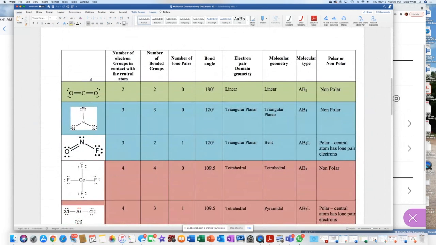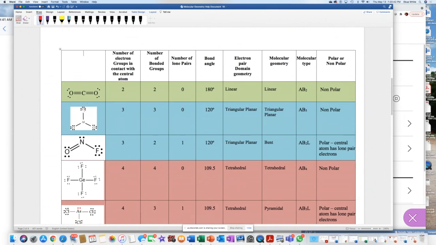What I started off with is, if you read across, I have sections of rows based on colors. If you're dealing with a compound, for example CO2, that only has 2 groups, what is happening here? Okay, let me use the draw feature. It may be a lot easier. 2 groups, right? There's one here, there's one here. So number of electron groups in contact with the central atom, 2. How many of these groups have bonds? See these bonds here? This is a bond, this is a bond. Both of them. Is any of the groups a lone pair?